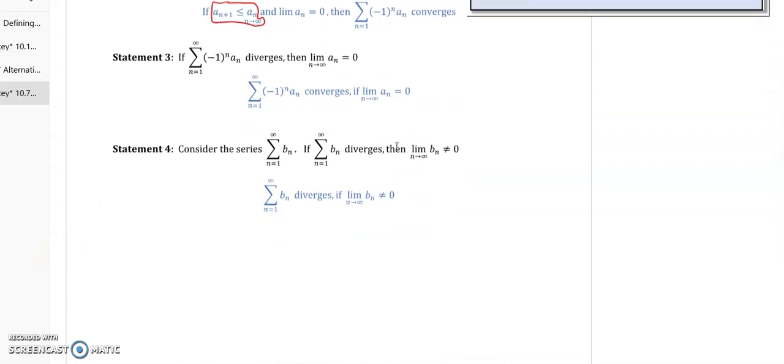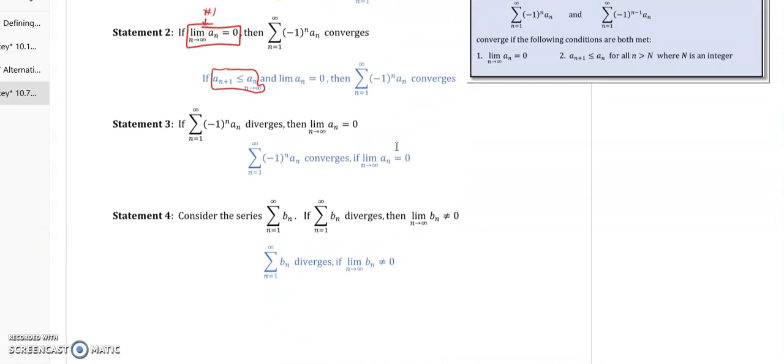In statement number 3, it says if an alternating series diverges, then the limit must equal 0. That is false, because in order for an alternating series to converge, the limit must equal 0. So we're basically just going to change that word diverge to converge.